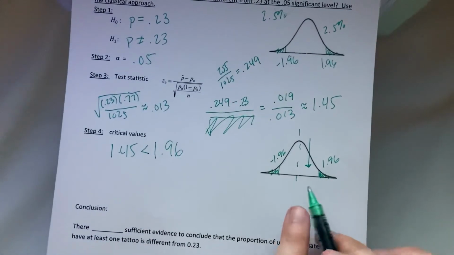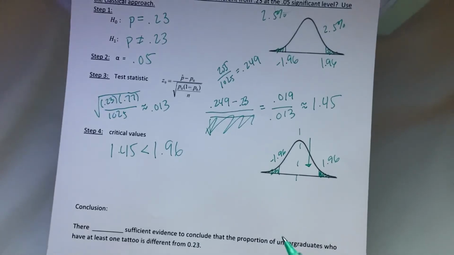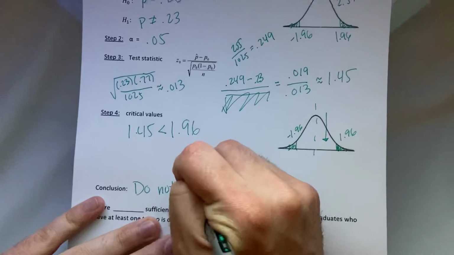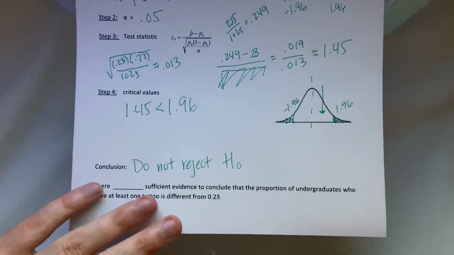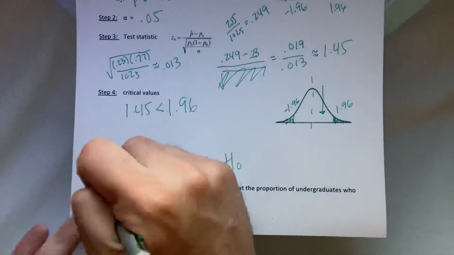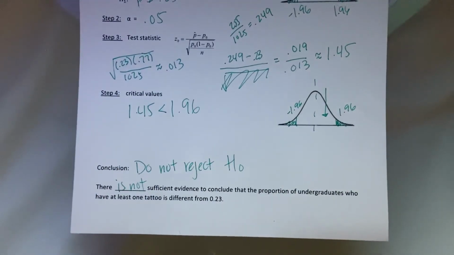In order to have evidence to reject, we need to be in the shaded region. Since it's not in the shaded region, we say we do not reject H naught, because it's not in the shaded region. Since we do not reject H naught, that means there is not sufficient evidence to conclude that the proportion of undergraduates who have at least one tattoo is different from 0.23. And we will continue in the next video.